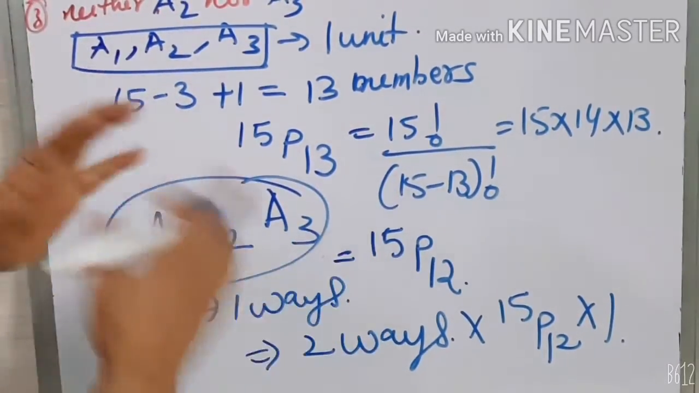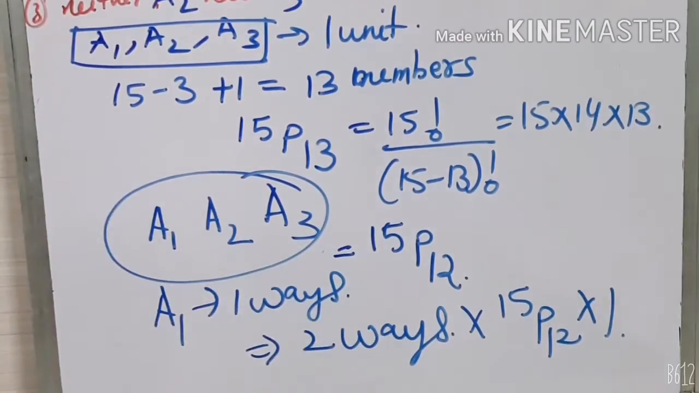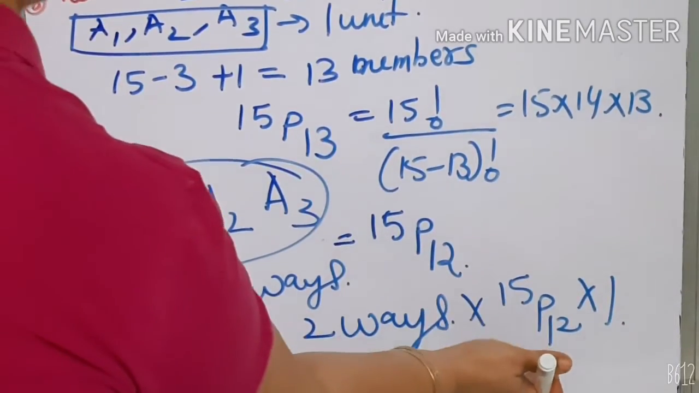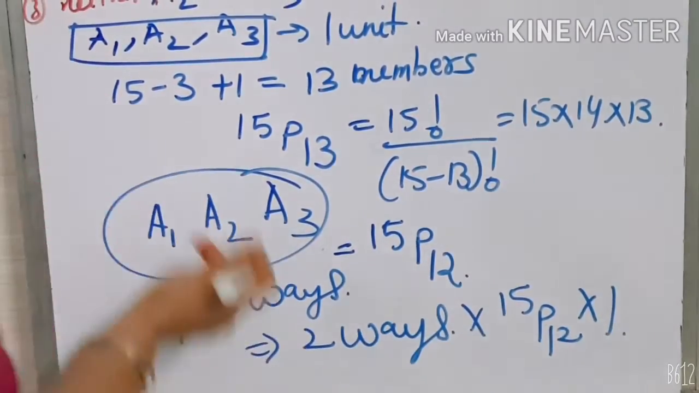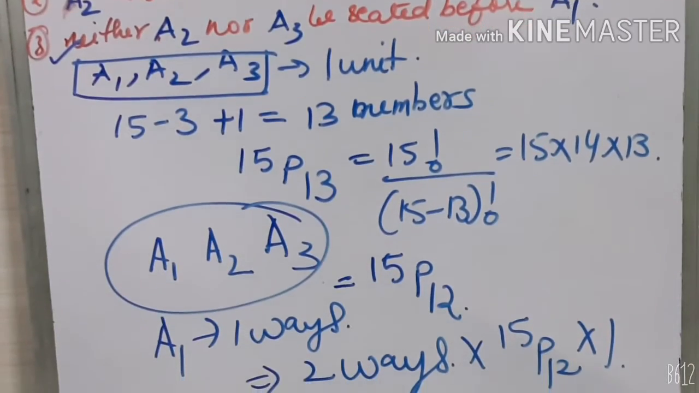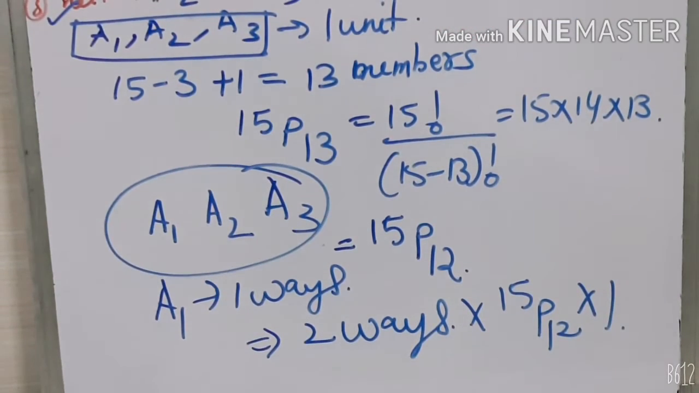Need to arrange 12 people again, 15P12. One also I am writing for your sake. A1 can be arranged in one way. A2 and A3 can be arranged in two ways, either A3 A2 or A2 A3. Anyway, the two ways it can be, and 12 students we need to arrange from the 15 students. This will be the answer for the third part.